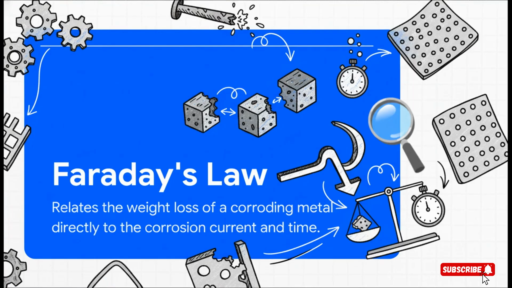This brings us to one of the most important principles in our entire field, Faraday's law. This is not just some abstract formula, okay? This is the fundamental law that gives us a direct, predictable, mathematical link between that invisible flow of electricity and the very real physical loss of metal. It means that if you can measure the corrosion current, Faraday's law lets you calculate exactly how much weight in metal is being lost over any period of time.